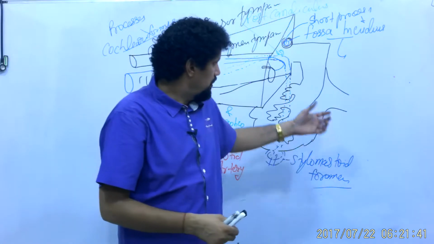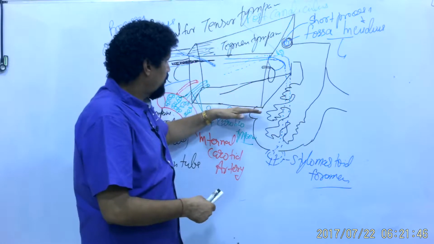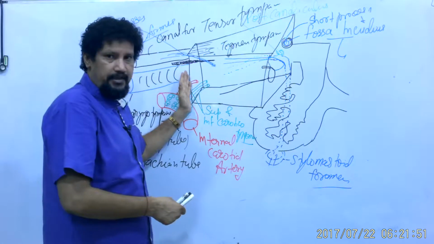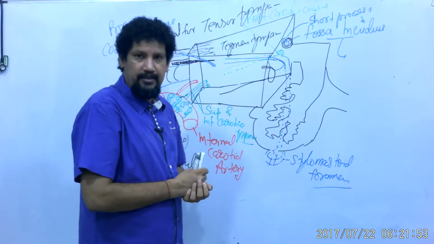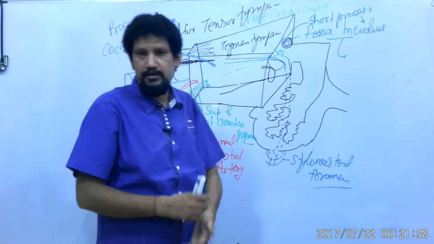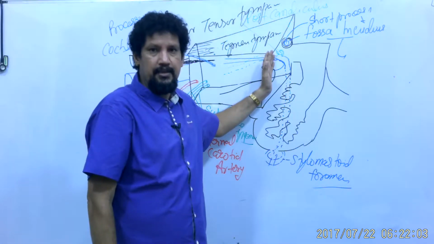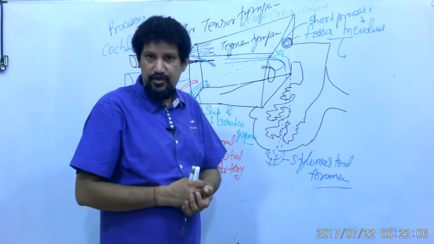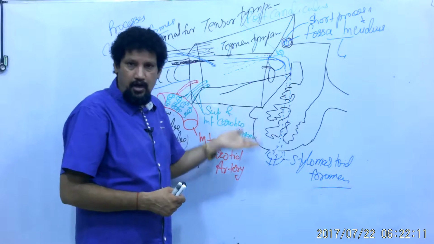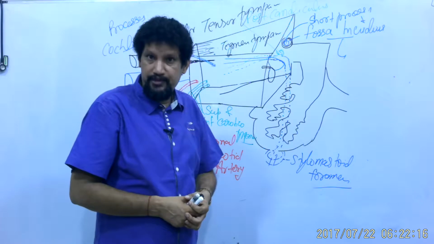Now, we have seen the roof, the floor, the posterior wall and the anterior wall. Again I will repeat, this roof or the superior wall is known as tegmental surface. This posterior is known as the mastoid wall. The floor, which is related to the superior bulb of the jugular vein.